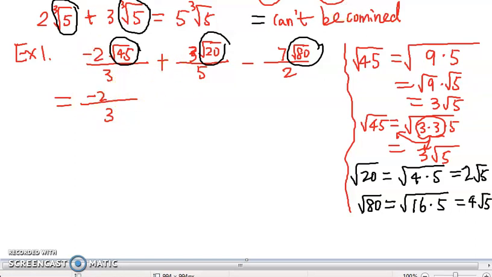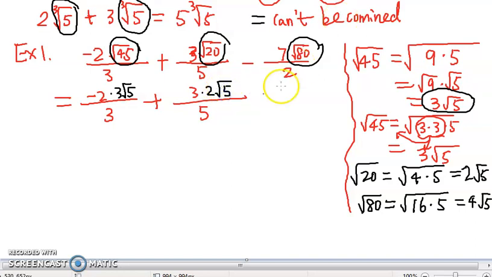They will stay the same, but when we see this radical 45, because the square root of 45 can be simplified to 3 times square root of 5. And then move on to the next fraction, 3/5. And for square root of 20, we know that square root of 20 can be simplified as 2 times square root of 5. And next one is minus 7/2. And the square root of 80 is 4 times square root of 5. So we got the answers from here.